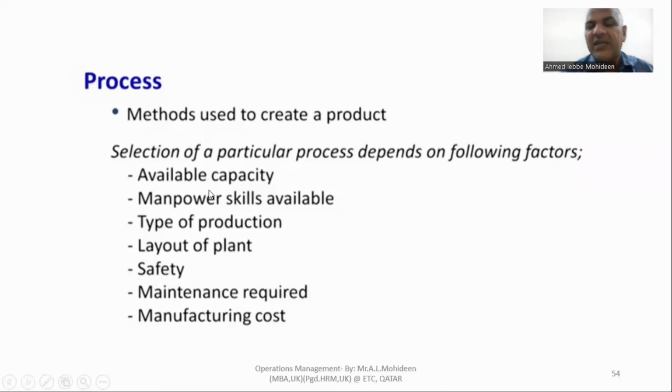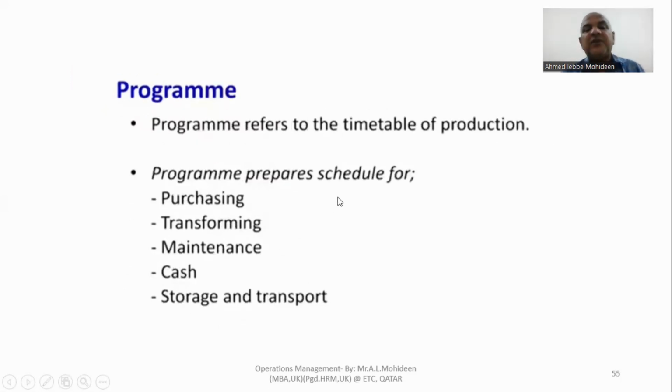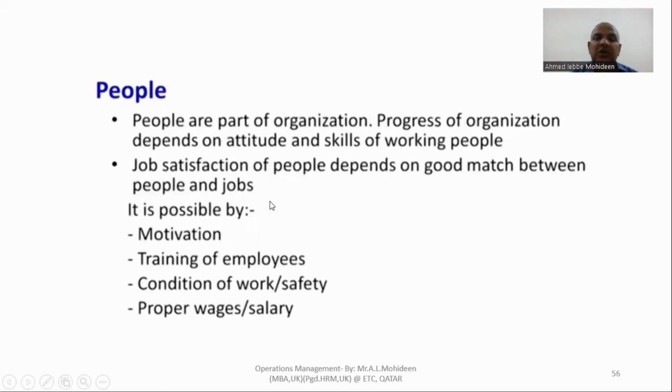Product-wise, you know already. And process-wise, you have to identify the available capacity, manpower, skills availability, and type of production, the layout of the plant, safety and maintenance required, and manufacturing cost. Everything should be considered. Program refers to the timetable of production, like purchasing, transforming, maintenance, cash, storage, and transportation. These are the things connected with the program.